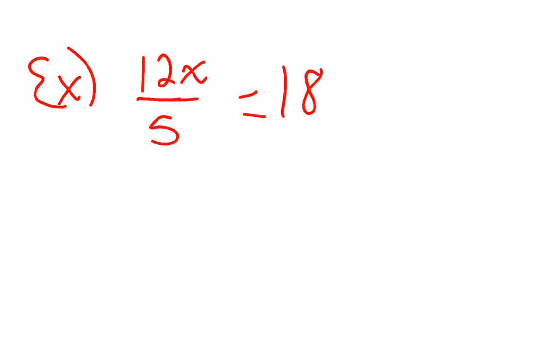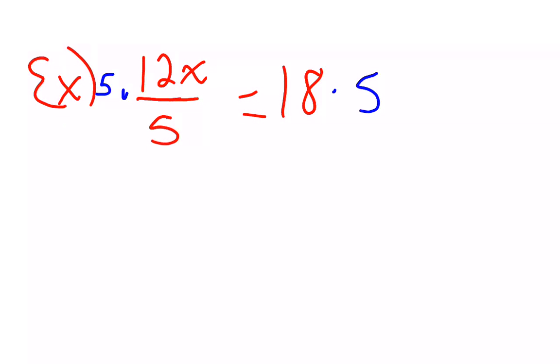Next problem. 12x over 5 equals 18. Okay, so first things first, we see that the x and the 12 are connected with multiplication, but we have a fraction bar, which means division. So let's undo the division. So we would multiply both sides by 5.